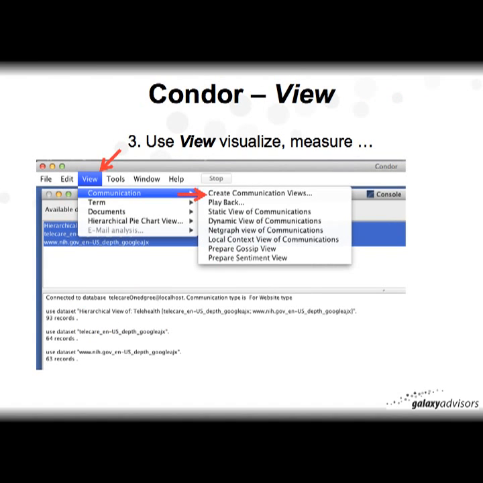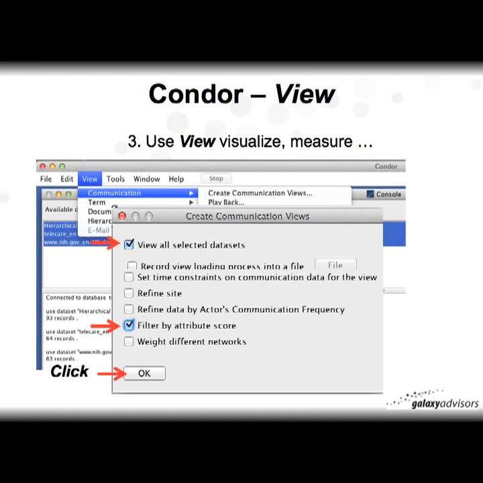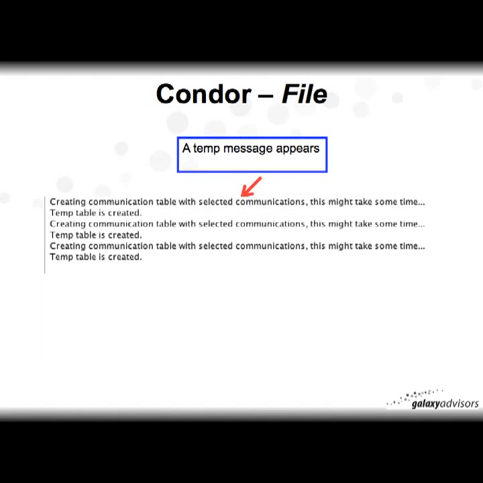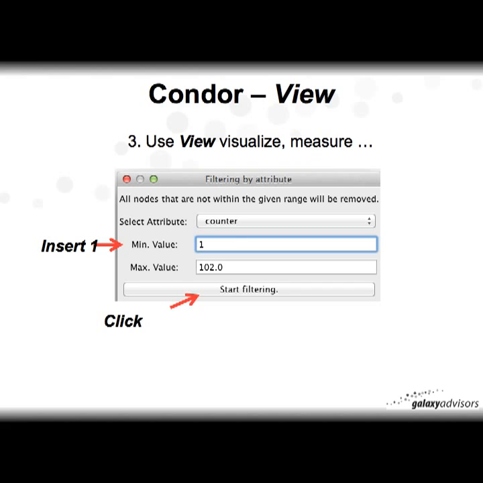So we're going to click View Communication, Create Communication View. This time, when the form comes up, I'm going to select View All Selected Datasets, and I'm going to filter by attribute score and click OK. You're going to get a temp message, and then a filter by attribute: please insert the minimum counter 1. This says I want to see a 1 across all 3 data sets so that I can see the overlap. Then click Start Filtering. When it's done filtering, just click Close.